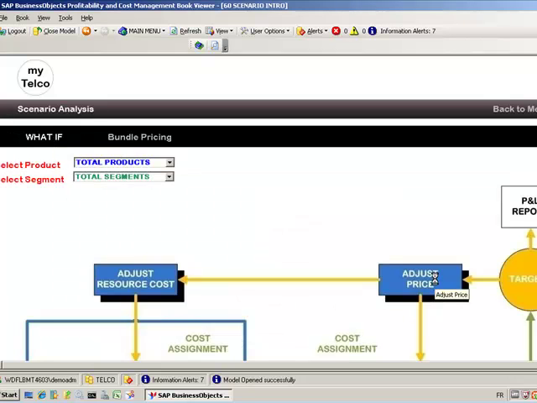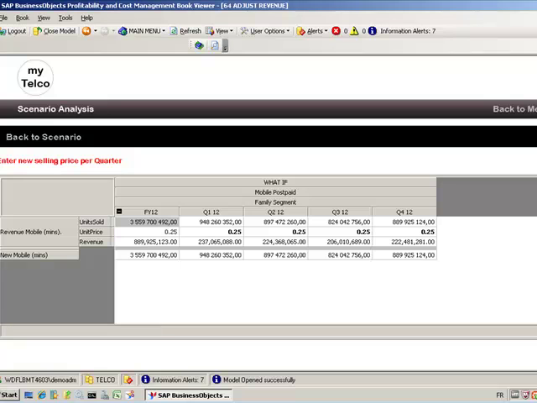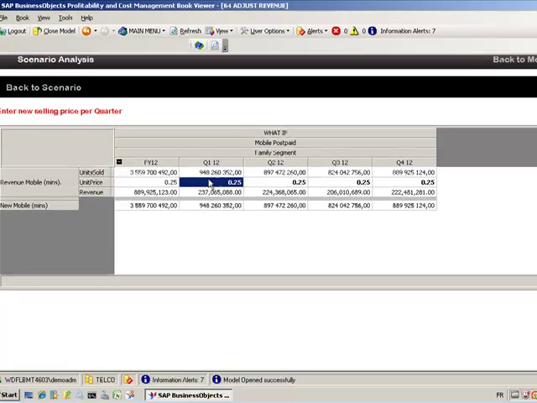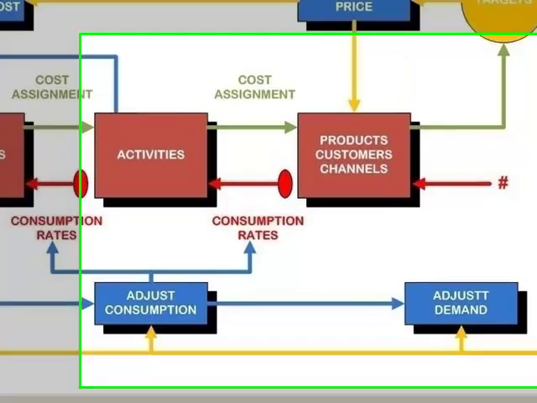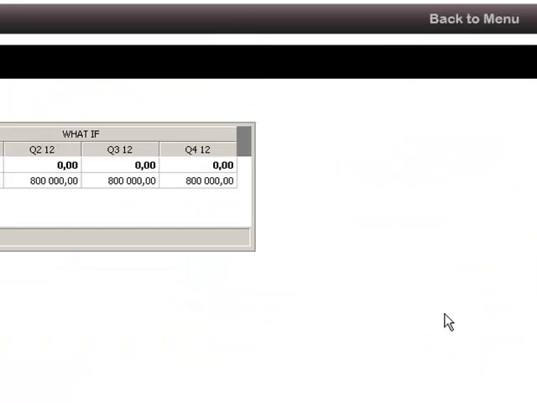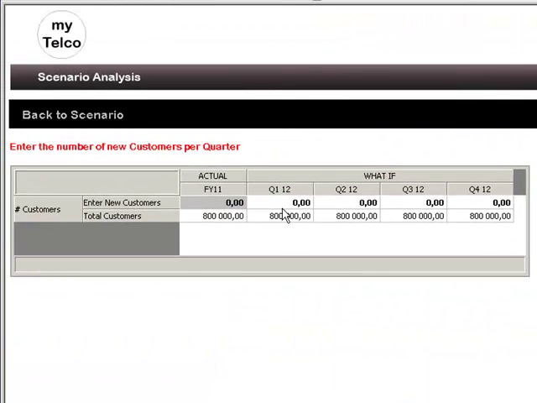and adjust the prices of my products. So let me check the impact on my bottom line if I increase the price by 1 cent in terms of cost per minute. Okay. I also plan to acquire new customers. So I will adjust the demand here and enter the new number of customers. So I plan to acquire 25,000 new customers per quarter.